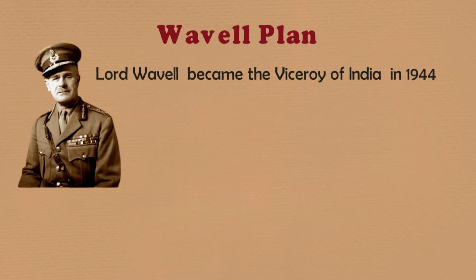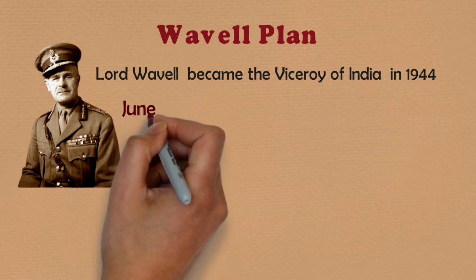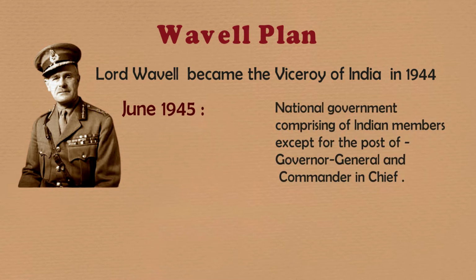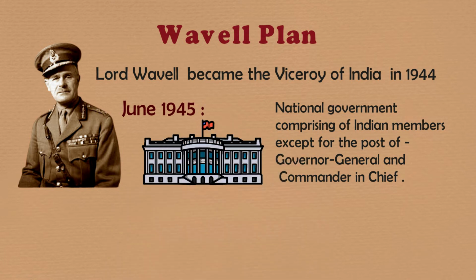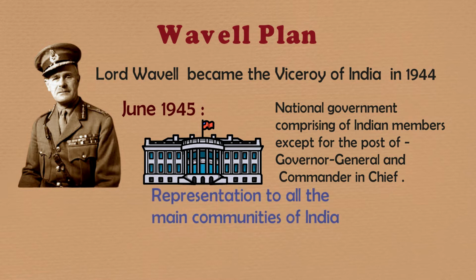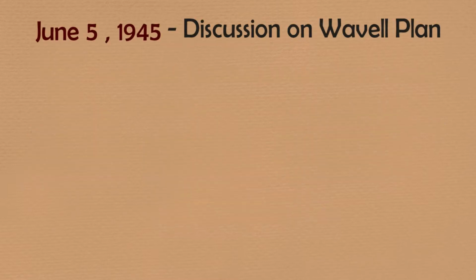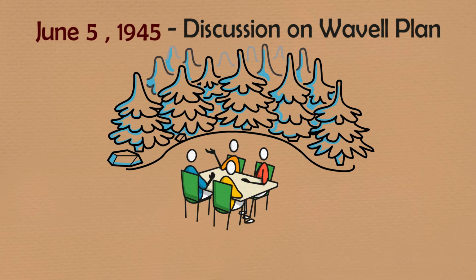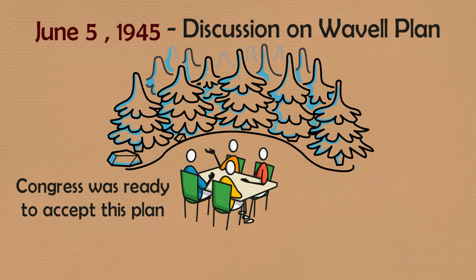Lord Linlithgow was replaced by Lord Wavell as the Viceroy of India in 1944. In March 1945, Lord Wavell went to London to discuss the future course of action in India. On his return to India, he made a proposal in June 1945. He proposed to form a national government comprising of Indian members, except for the post of Governor General and Commander in Chief. The members of the government would represent all the main communities of India. To discuss this plan, he called the members of the Congress and the Muslim League for a conference at Simla on June 5, 1945. The Congress was ready to accept this plan.